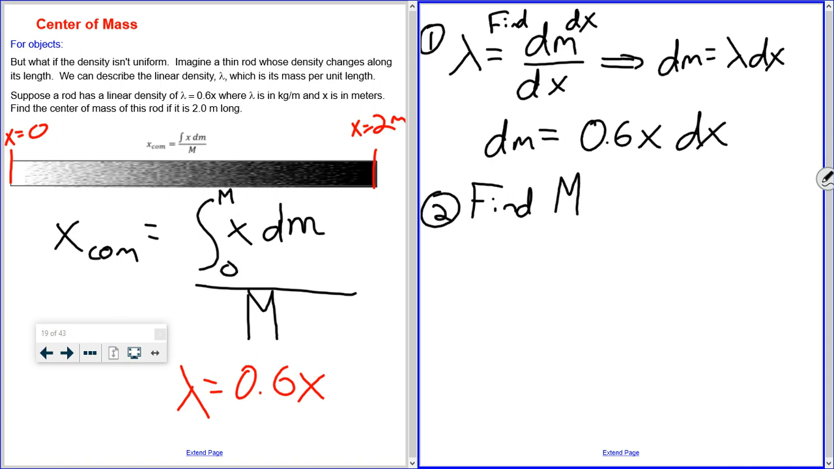You've got to find the mass of the rod. This is weird. I didn't give you the mass of the rod. I just told you it's 2 meters long, and I gave you this linear density thing, right? So how do you find the mass?